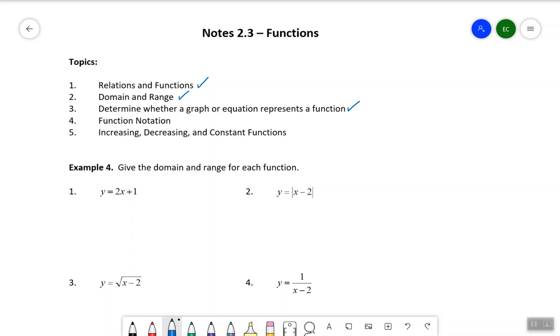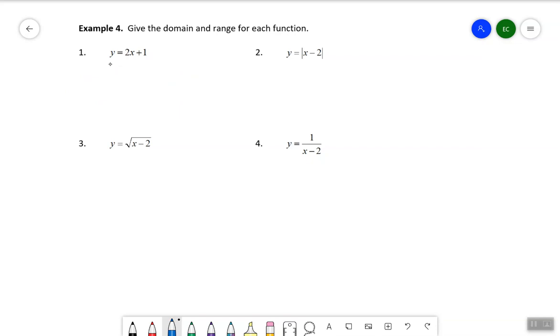So now in this video, here in example 4, we're looking at some equations, but notice we're already told that each of these is a function. So we don't have to determine if it's a function or not. We just need to find the domain and the range. Let's look at this first example, y equals 2x plus 1.